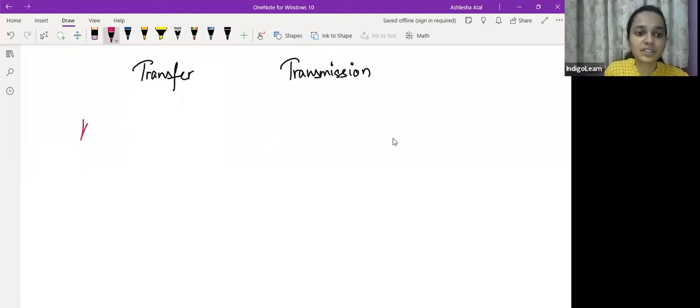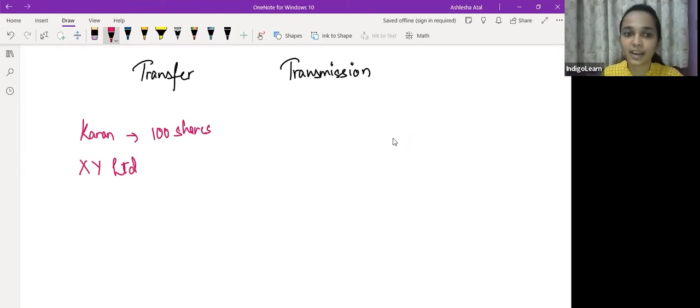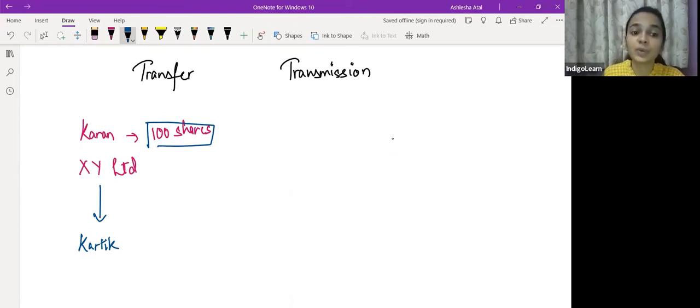Now say there's a person, Mr. Karan, and Karan has 100 shares in a company XY Limited. So what does Karan have? Karan has 100 shares of XY Limited. Now Karan is selling these shares to another person, Karthik. So what is happening here? Karan has 100 shares in XY Limited and Karan is selling these shares. He's transferring these shares to another person, Mr. Karthik. So when we talk of transfer, what is happening? Transfer is nothing but a normal sale.